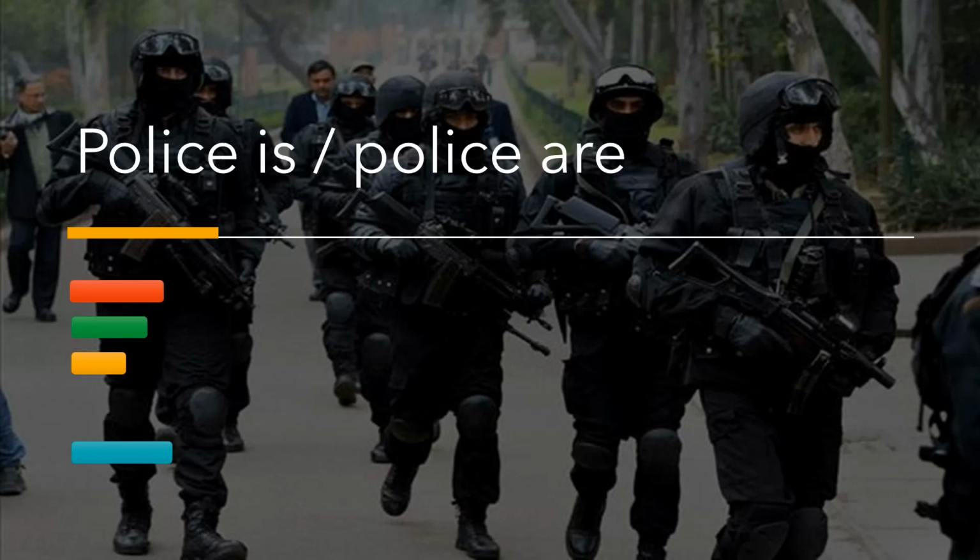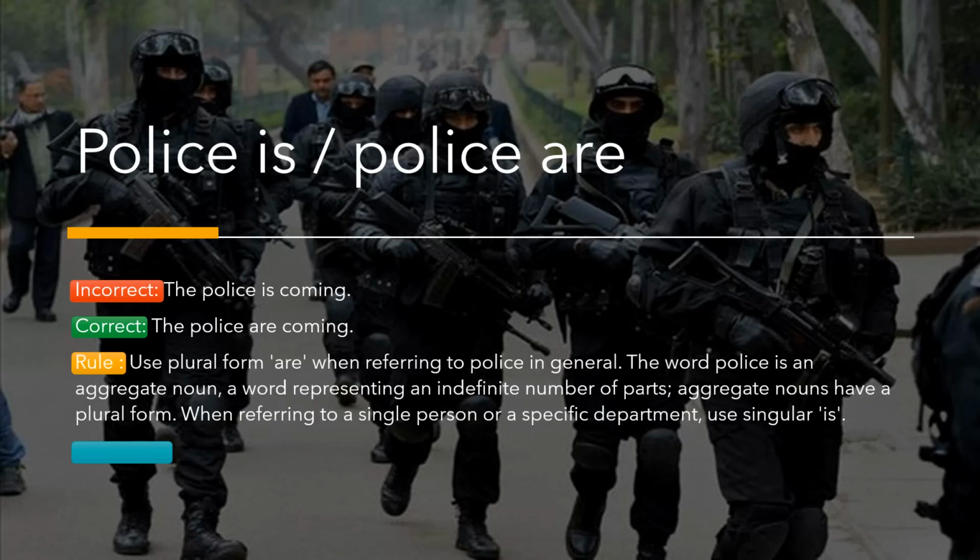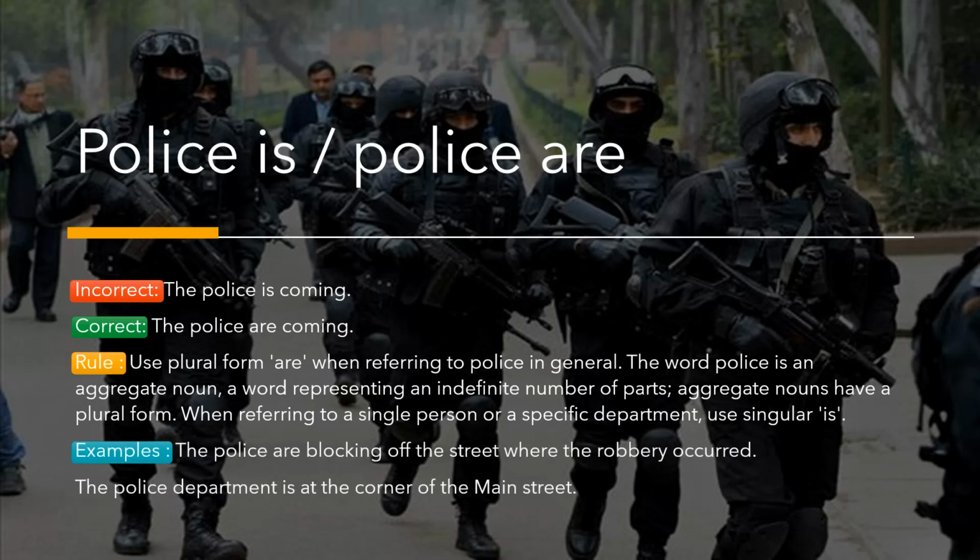Police is, police are. Incorrect: police is coming. Correct is: police are coming. Use plural form are when referring to police in general. The word police is an aggregate noun, a word representing an indefinite number of parts. Aggregate nouns have a plural form. When referring to a single person or a specific department, use singular is. Example: police are blocking off the street where the robbery occurred. The police department is at the corner of the main street.